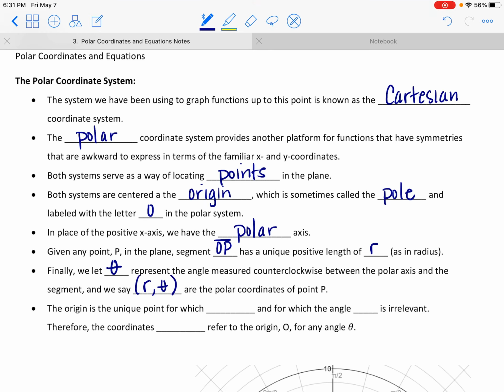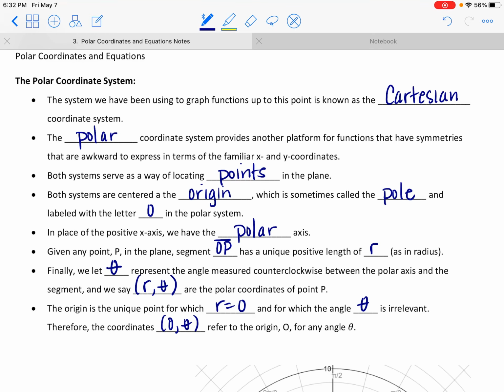Now again, the origin is (0, 0) in our Cartesian coordinate plane, but in the polar system, it's when the radius is 0, so it's sort of a unique point. The radius is 0. There is really no angle. It's irrelevant when the radius is 0. So instead of calling the coordinate at the origin (0, 0), we're going to call it (0, theta). Theta really can be any angle. If the radius is 0, you're stuck there at the origin.